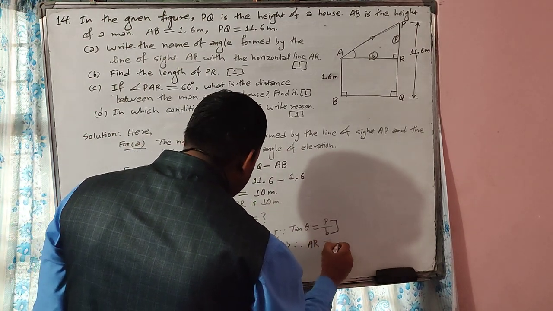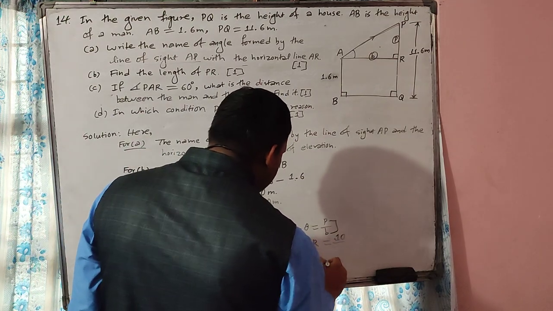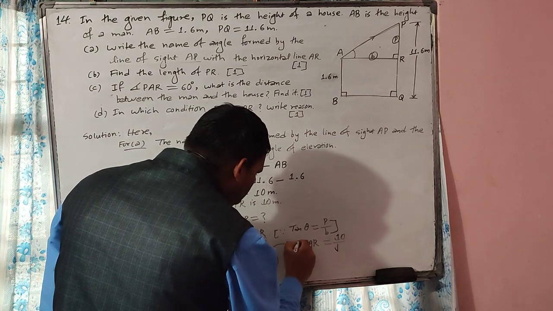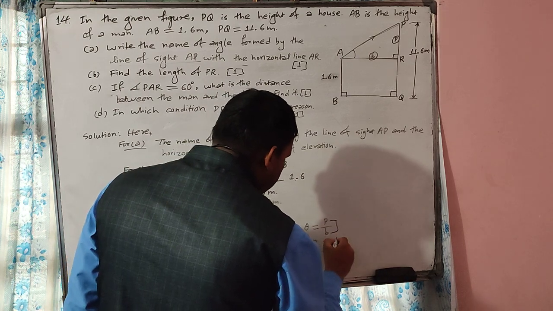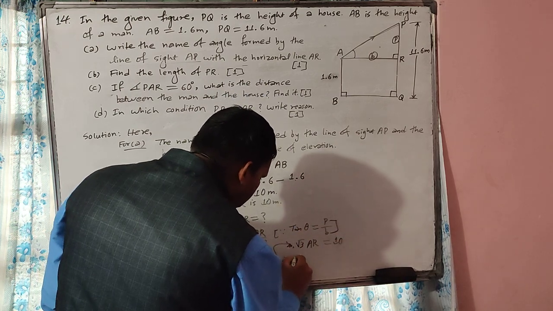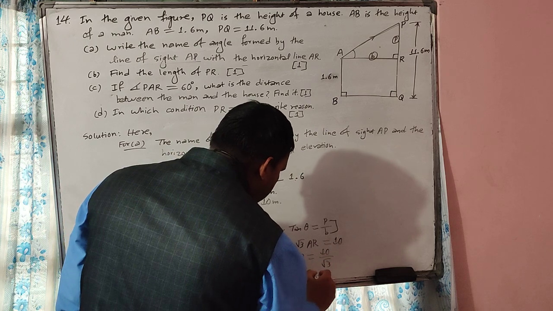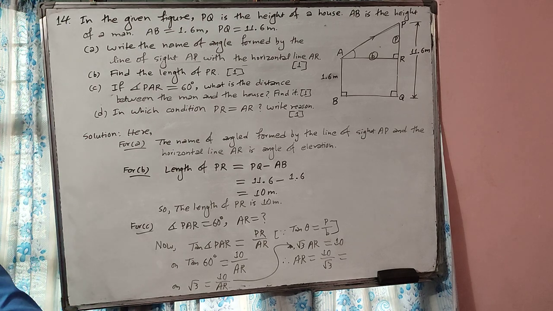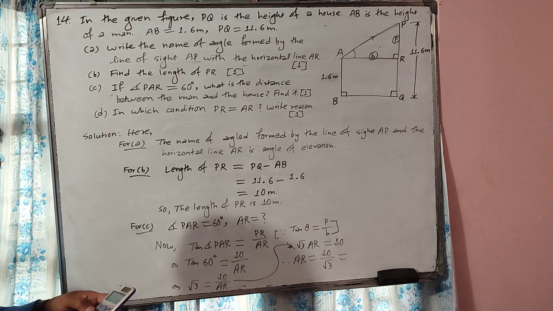Therefore, AR equal to 10 by root 3. Root 3 times AR equal to 10. Therefore, AR equal to 10 divided by root 3. In decimal, you can divide this using a calculator, 10 divided by square root of 3.